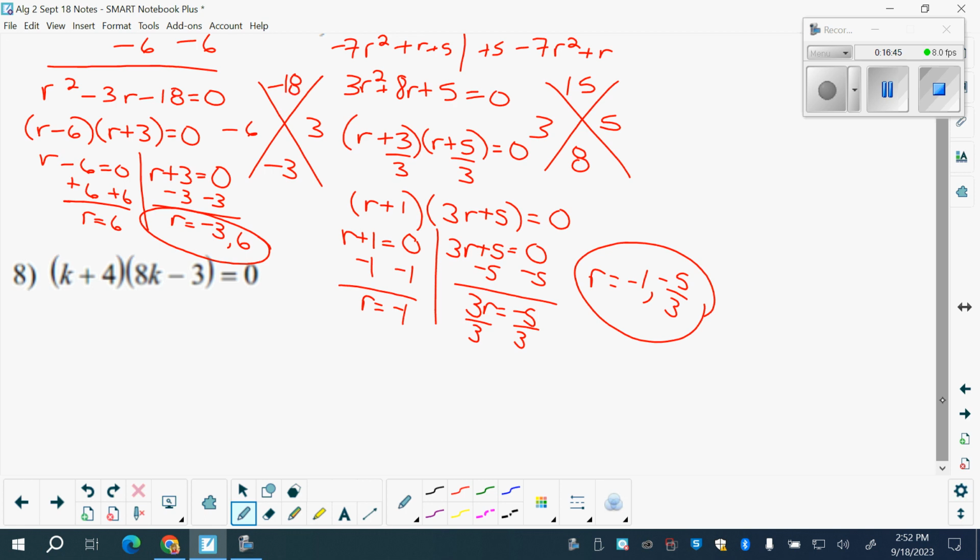So last one, number 8, what do we do on that one? Oil. So we wouldn't want to do a flip-flop, and I know that's a common mistake wanting to do that. What is it we want to do here? Yeah, it's already in factored form, so we don't need to factor it. What we need to do is use the zero product property. Just set k plus 4 is 0, and 8k minus 3 equals 0. Does that make sense?